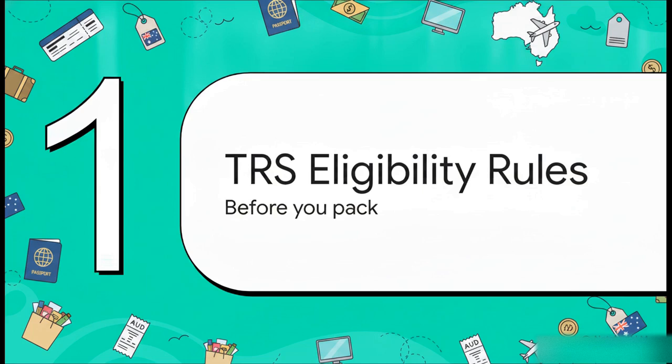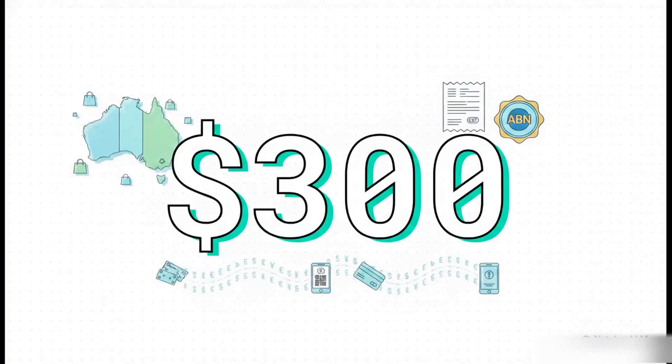Section 1. TRS eligibility rules explained. What you need before you pack. Okay, the absolutely crucial magic number here is $300. You have got to spend a minimum of 300 Australian dollars, including the GST, in total from a single supplier. Now, you really need to pay close attention to this part. That means the supplier must have the exact same Australian business number, or ABN, registered to collect GST.